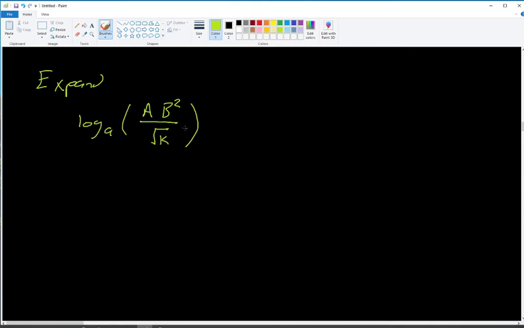So for this, before we start trying to split up powers, this is split into a top and a bottom by the division sign. So I need to split the division up first. So I'll get log base a of the top, which is ab squared, minus log base a of the bottom. The bottom is square root of k, so that is going to be square root of k.